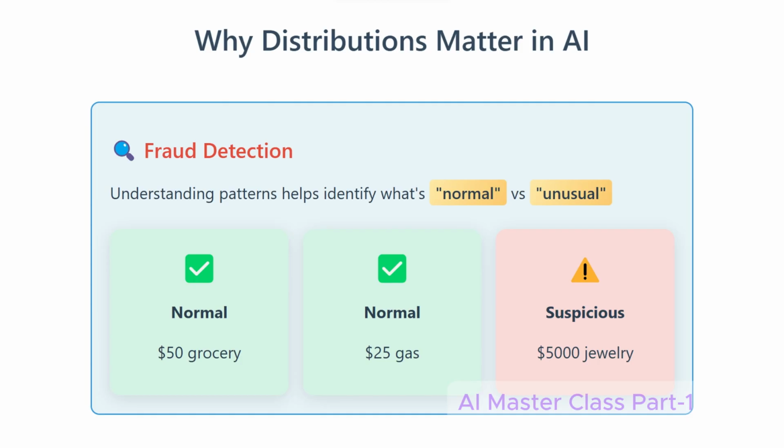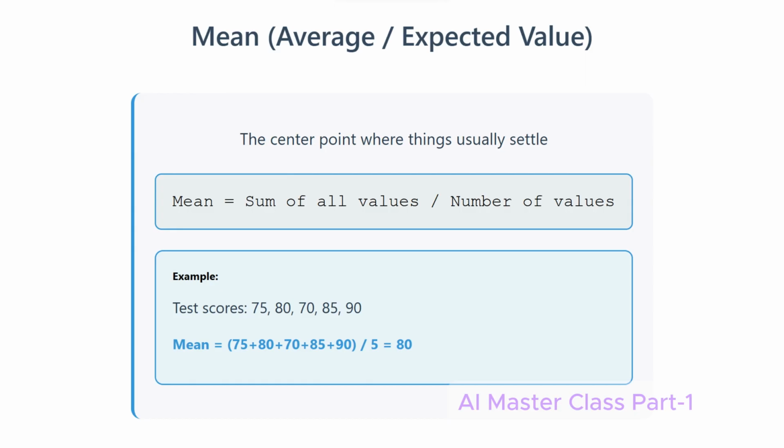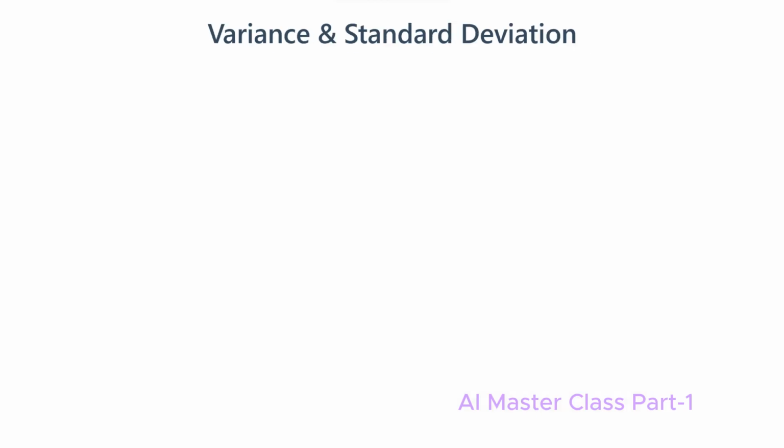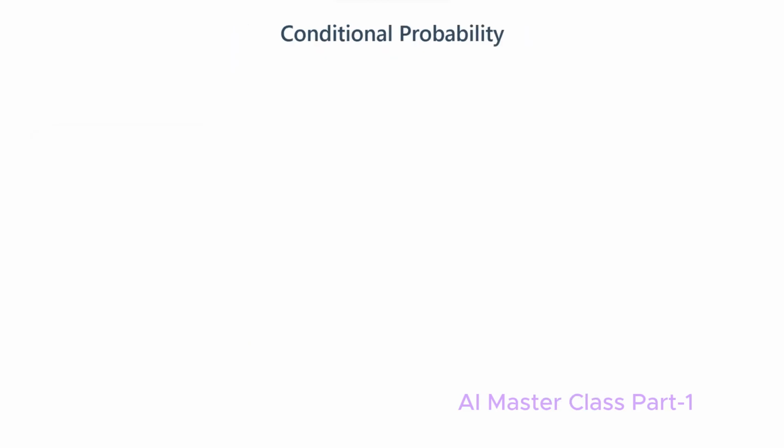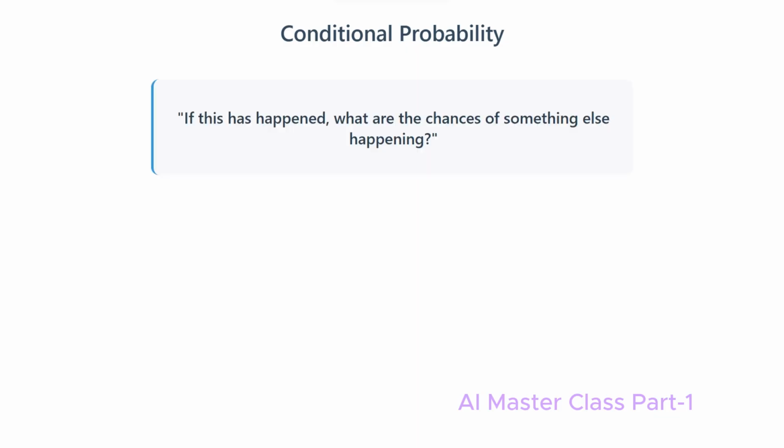Another important concept here is mean. Mean you can think of as the average or the expected value. If you repeatedly measure something, the mean tells you the center point where things usually settle. Closely related to this are variance and standard deviation, which simply tell us how spread out data is. For example, students in two classes in a school can have the same average marks, but in one class everyone scored close to the average, while in the other class scores might be all over the place. That spread matters a lot in machine learning because it tells us whether the data is stable or unpredictable.